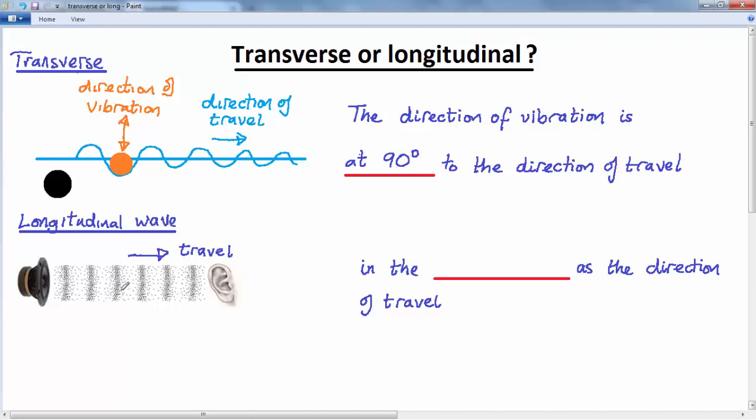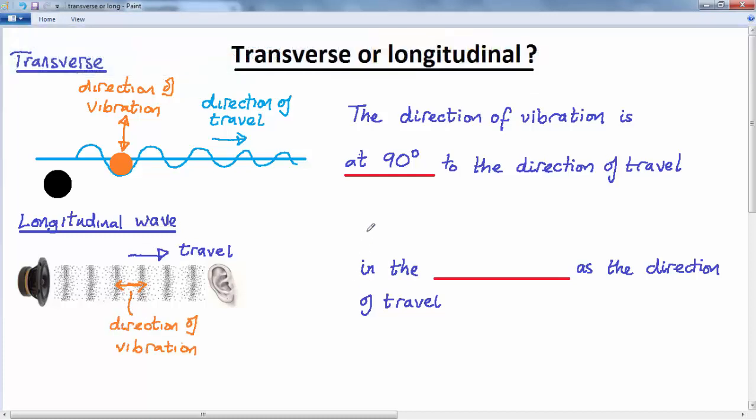Now, if we were to examine any one of these air particles with a high-powered microscope, say for example this one here, well, we could choose any of them because their movement would all be exactly the same. Then we would observe it moving backwards and forwards, first this way, then back to the middle, then this way, then back again. So it would be moving in this direction, backwards and forwards, in the same direction as the direction of travel. So this is the direction of vibration.